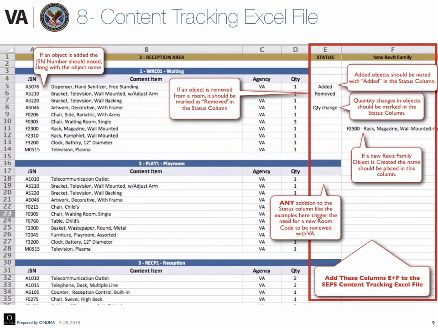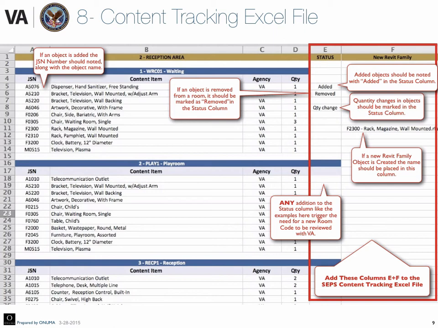Okay, so let's go through these Excel files piece by piece. So the content tracking Excel file is the first one. Columns A through D is what comes out of SEPS for the content. So we're seeing a waiting area, WRC01 here, for example, and a playroom, PLA1. And the content inside it, column A says here are the JSN numbers of the equipment that goes into the waiting room. And in the waiting room, there's several chairs and different types of equipment.